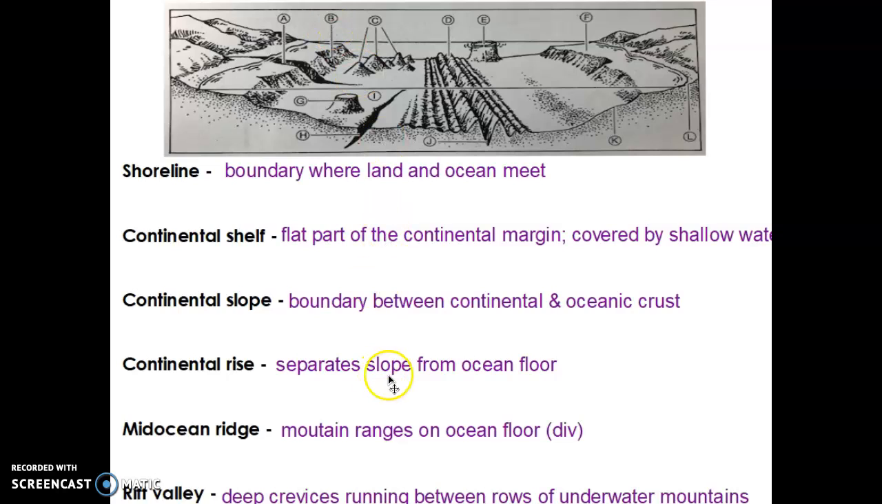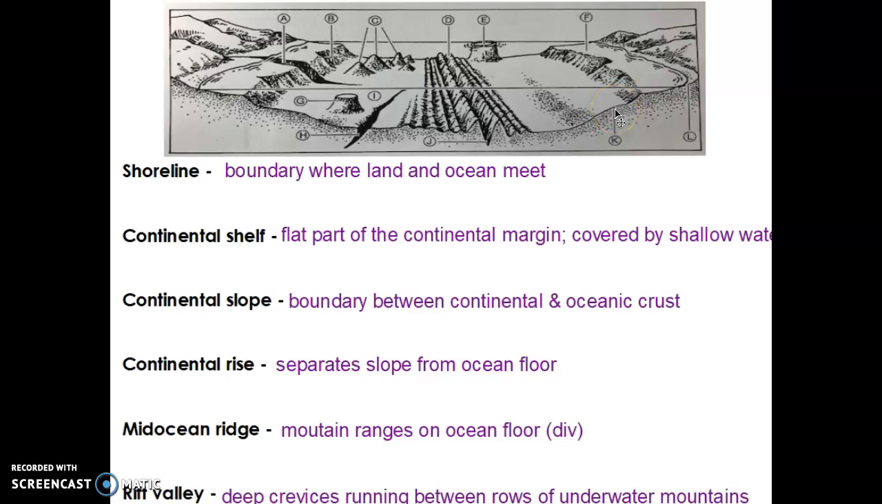All right. Then the next one is the continental rise. That's basically what separates the slope from the ocean floor. And that would be at K here. So here's your slope. Here's a little bit of a rise, and that's what we call that.